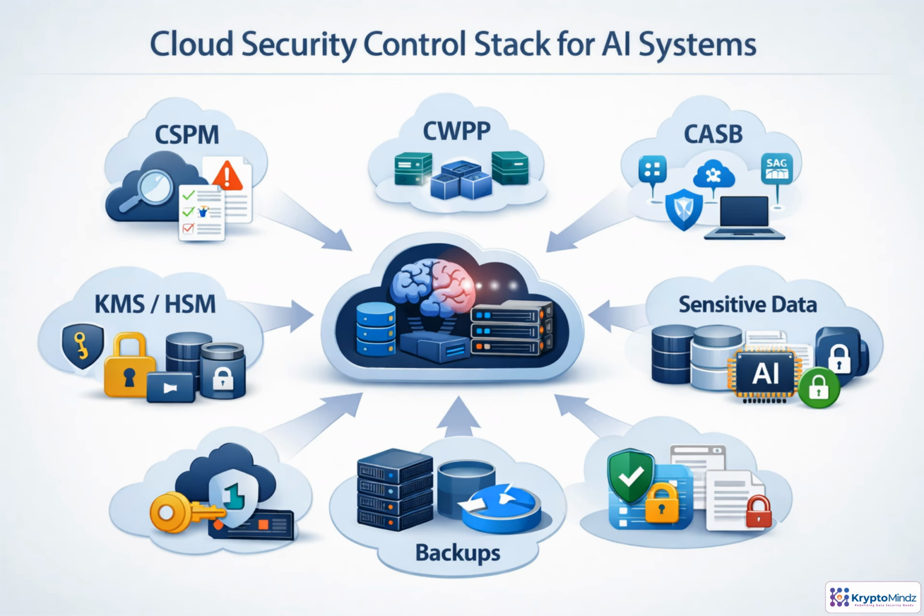Cloud security is a control stack, not a single product. CSPM provides governance and visibility by finding misconfigurations, exposed services, and risky identities. CWPP protects the compute running models and pipelines. CASB governs SaaS and AI app usage, including shadow tools. KMS and HSM create cryptographic trust around data and keys. Backups provide recovery when prevention fails. The strength comes from integrating these layers, so a gap in one control is covered by another.